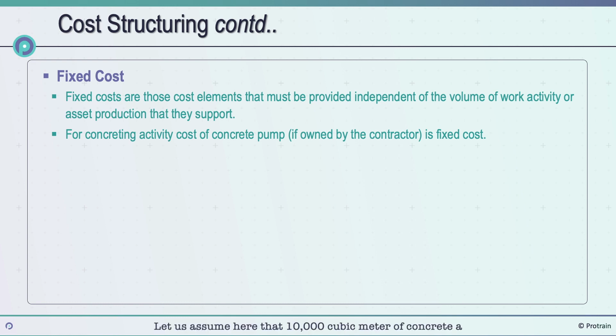Let us assume here that 10,000 cubic meter of concrete a day is the maximum concrete pumping capacity. The tools used to finish the concrete are an indirect fixed cost since they can be reused on other concrete finishing work.